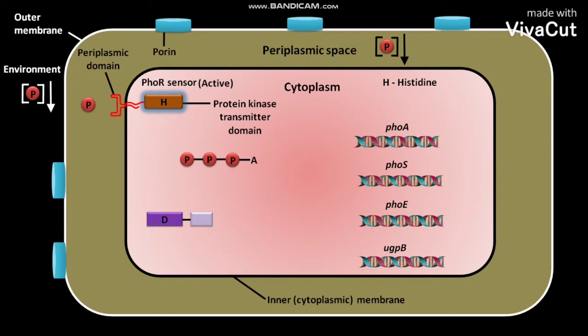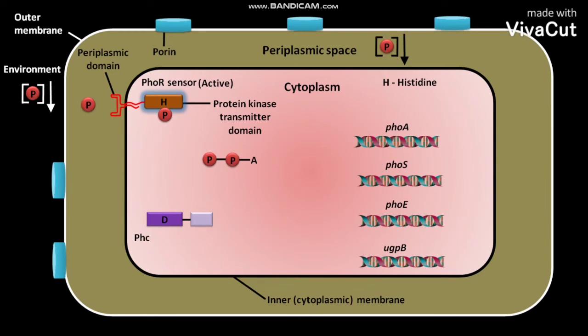This is the cytoplasmic ATP. This ATP has a gamma phosphate. The activated PhoR sensor protein then transfers the gamma phosphate in ATP to the conserved histidine in its active protein kinase transmitter domain.